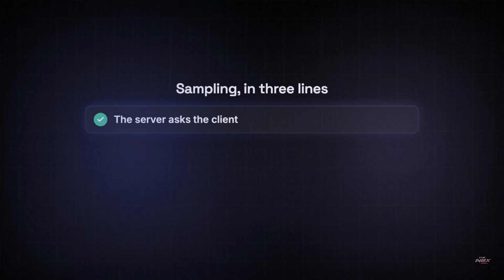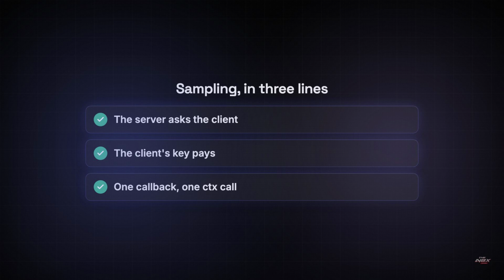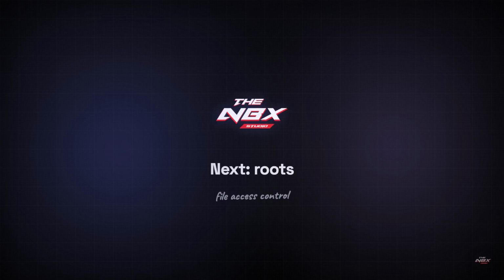Three lines. Sampling reverses the protocol. The server asks the client. The client holds the key, so the client pays. And it takes one callback on the client and one ctx call on the server. Next chapter: how you stop a server reading files it was never meant to touch.